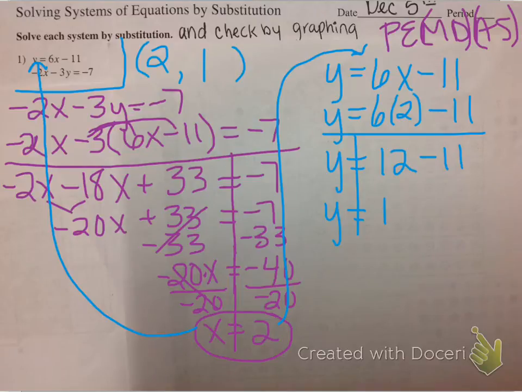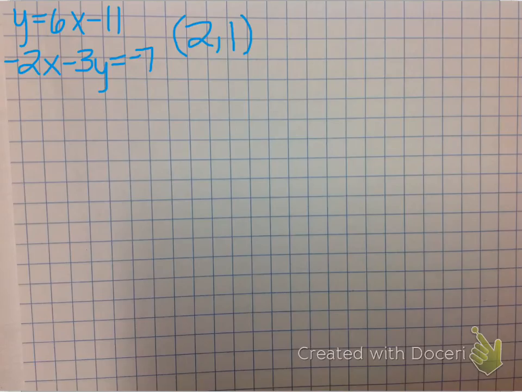So solve each system by substitution and check by graphing. Here's my solution, 2, 1. Now we're going to look at a graph and check to see if we're correct. Okay, so we're still on number 1. I have my graph paper here so that I can go back and check myself to make sure I solved it correctly. I'm going to put a box again, like we did last time, around our original answers so that we do not get those mixed up with anything else. Okay, I'm going to draw my graph right here.